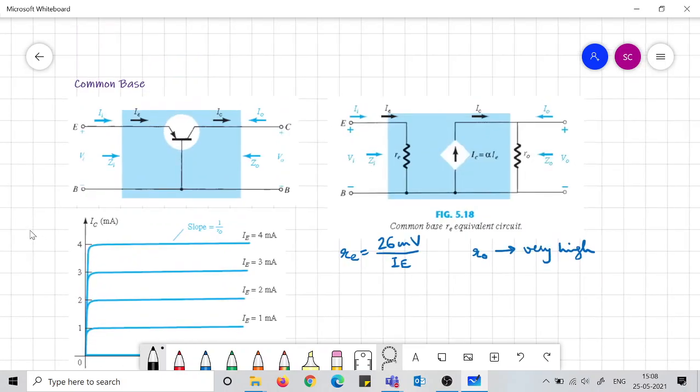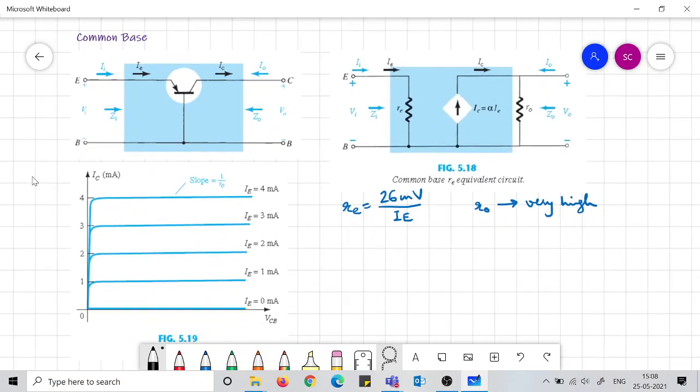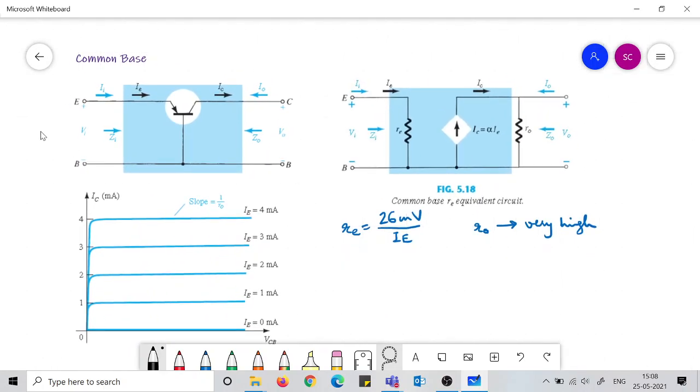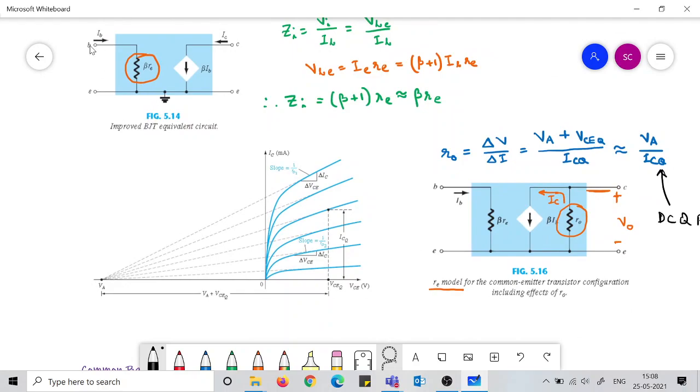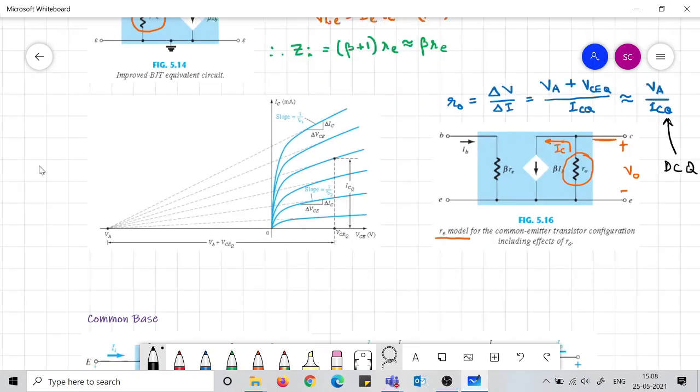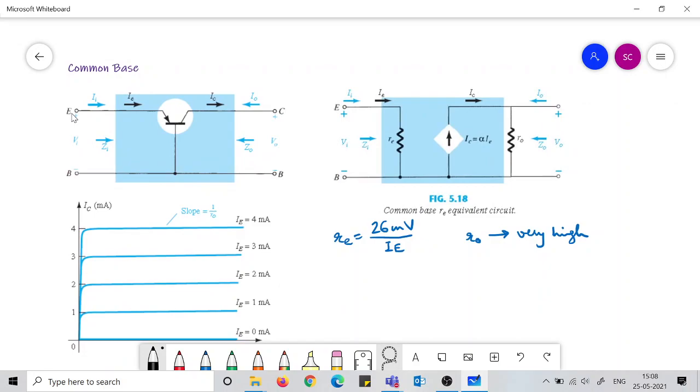You just note whether the transistor is common emitter connected or common base connected. In common emitter, the emitter side would be grounded and the input signal would come through the base side. In common base, the base would be grounded and the input would come from the emitter side. This is what you should note, just to distinguish between a common emitter and a common base.